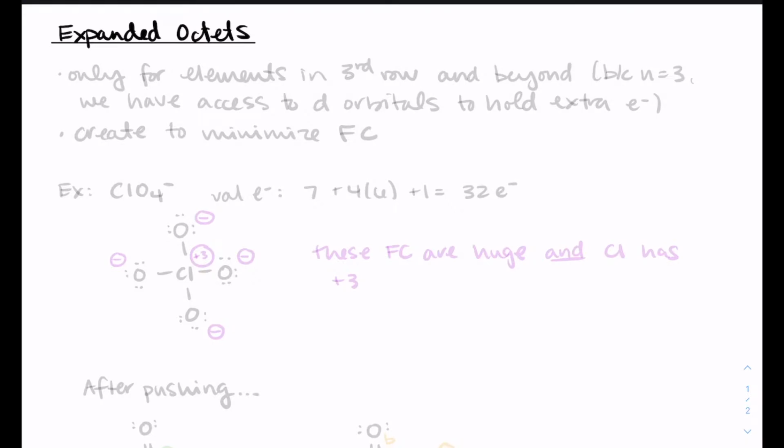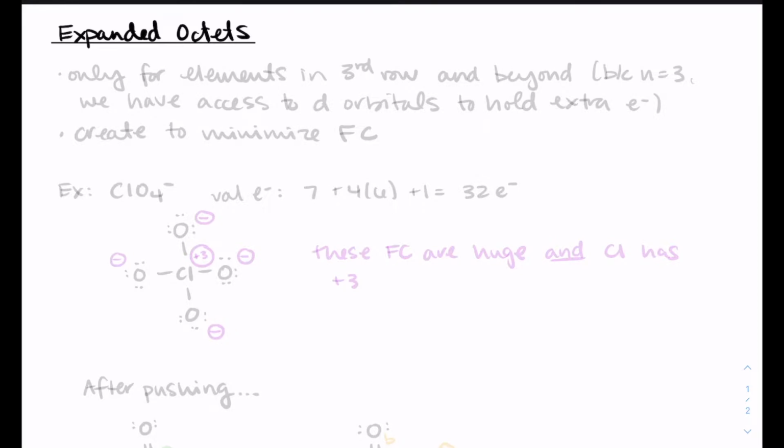And now we get to break the rules. So I told you that we will not violate the octet rule. You can only have 8 electrons around something, never more than 8 electrons. Sometimes things like to have 6 electrons. This video is about expanded octets.